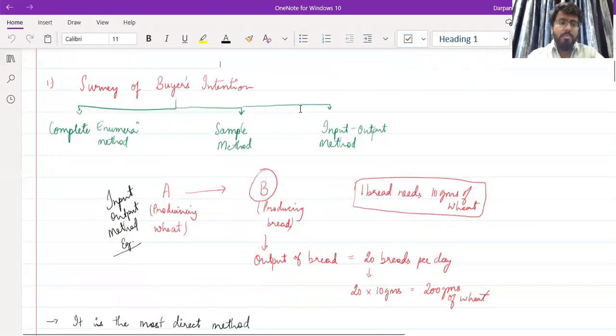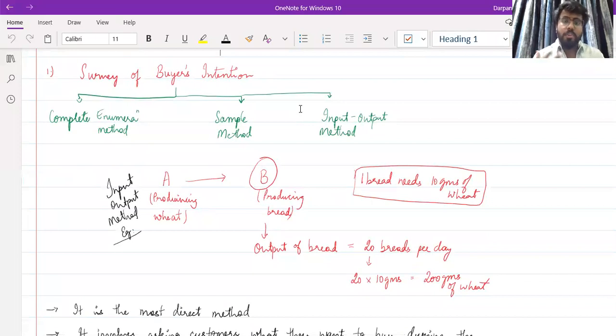All right. First one was what? Survey of buyer's intention. What were you doing in this? You were going to your customers and you were taking a survey as to what they would purchase in the near future, right? This can be done only for short term. Why? Because the consumers will not be very sure of long term plans. They cannot tell you after 2 years what they will consume. But if you ask them in the next 5 months what they will consume, that'll be easier for them to say. So this can be used only for short term.